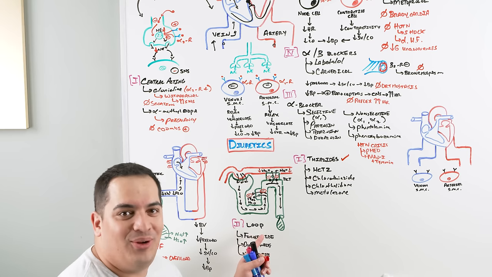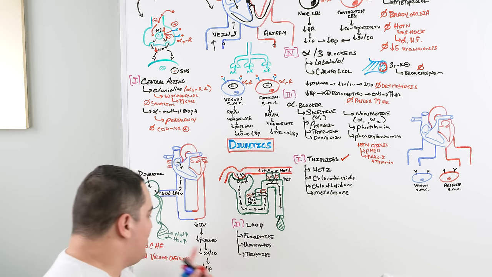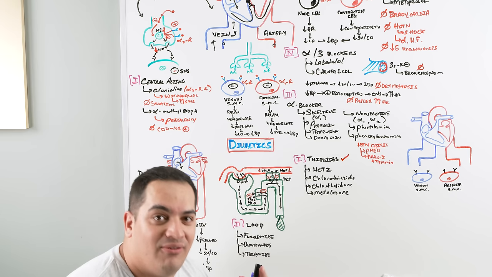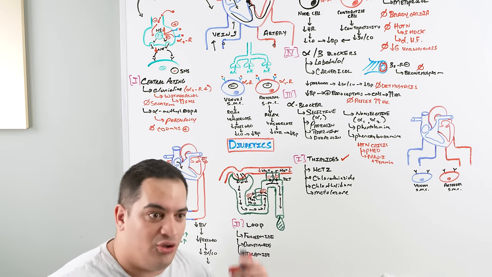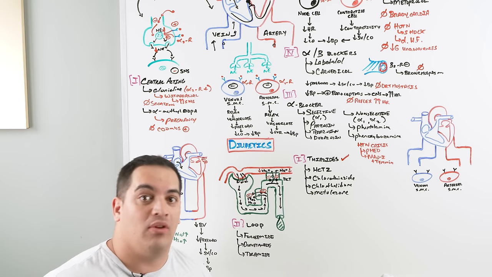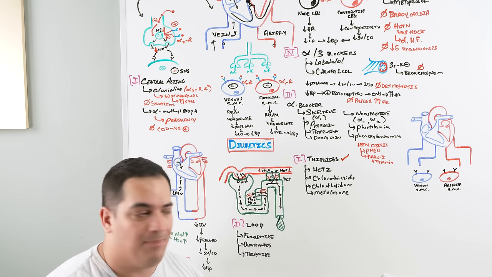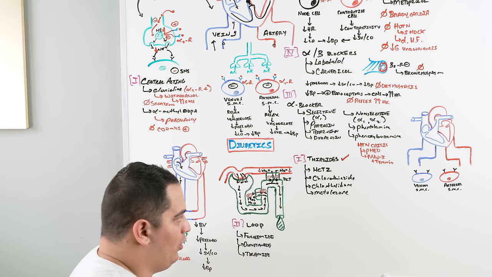You really won't go to loops. The loops are mainly going to be for patients who are completely and fulminantly volume overloaded and have CHF, and you're giving it more for symptom control. You're trying to treat their hypertension, but they're so volume overloaded that if you pull that volume off, you'll pull their blood pressure down. That's really the only true indication for loops.